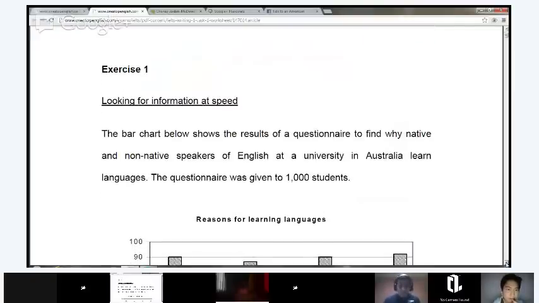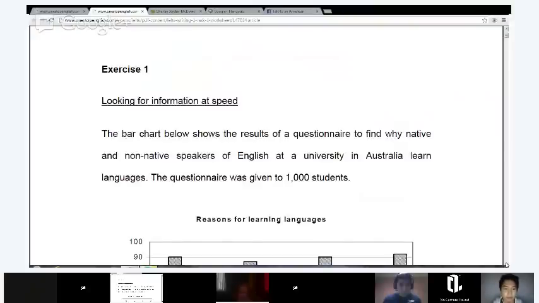So the first exercise, Miguel, can I get you to read the instructions for me? Exercise 1. Looking for information at speed. The bar chart below shows the results of a questionnaire to find why native and non-native speakers of English at a university in Australia learn languages. The questionnaire was given to 1,000 students.